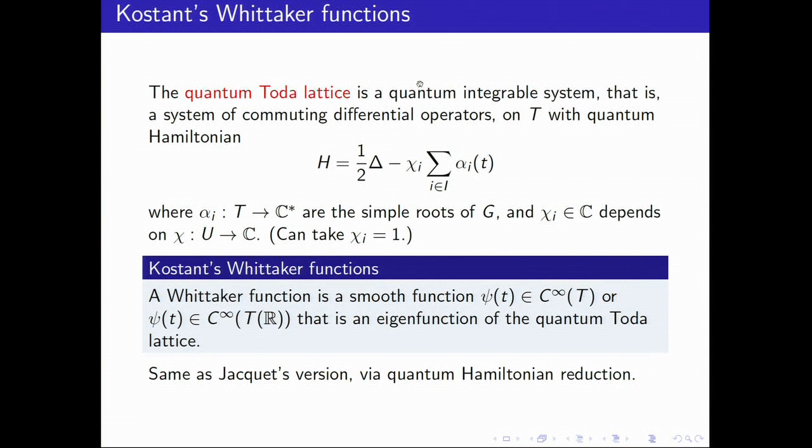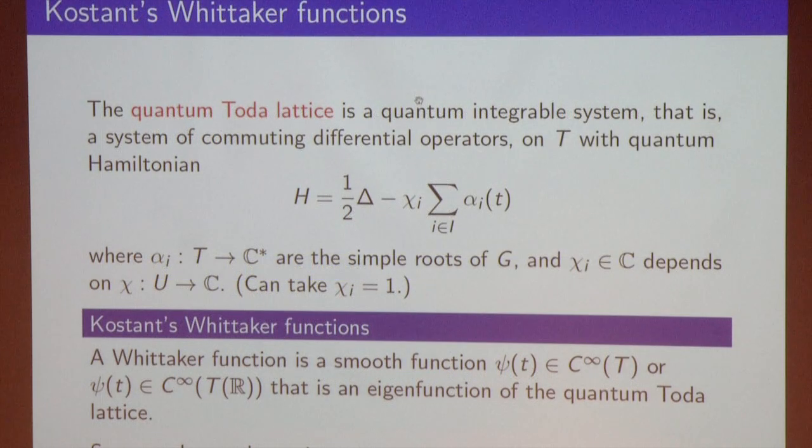So this quantum Toda lattice was already of interest to people in integrable systems, and Kostant introduced the Lie theoretic version of the Toda lattice. I believe Kashdan was also involved in this, in observing that you can obtain this by quantum Hamiltonian reduction.